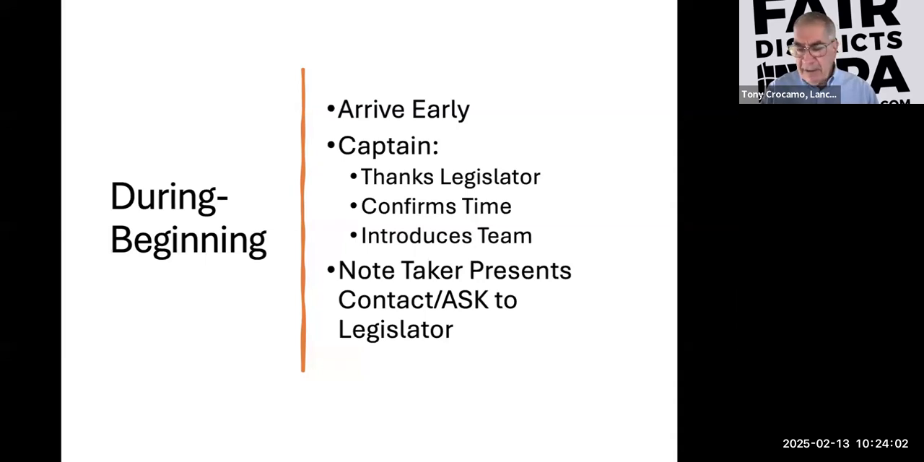The caveat is you got to bring a copy of the contact ask sheet to the legislator, because even if you do send it to the office, there's no guarantee that the legislator or the staff member you'll be meeting with has seen it. It may have gotten to the office, been printed, and is on somebody's desk. So always bring a copy of it to the meeting to hand to the legislator.